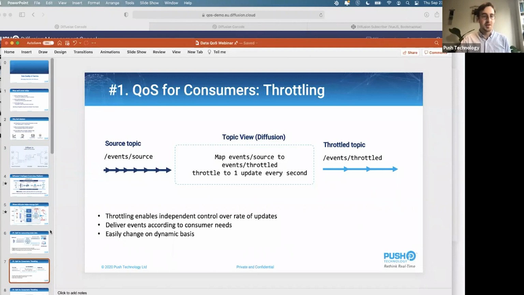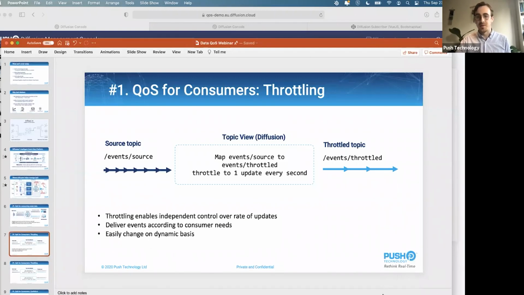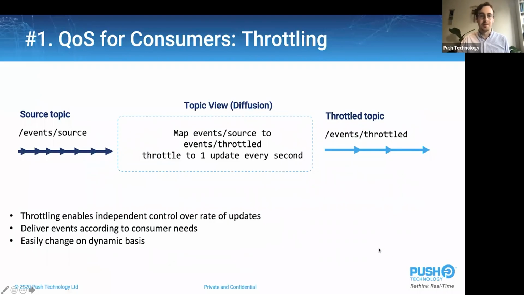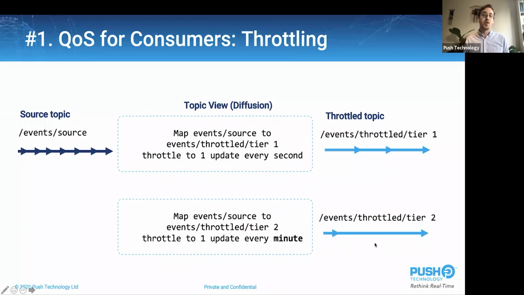Now, there's an additional aspect of using topic views, which is that we can have multiple. So just as I showed you how easy it was to change one throttle topic from one update every second to one update every 5 seconds, we can easily imagine how we could use this to create multiple tiers of topics. We could have 2 topic views that provide a high quality tier, one update every second, and then a lower quality tier, one update every minute, or every hour, depending on the need.